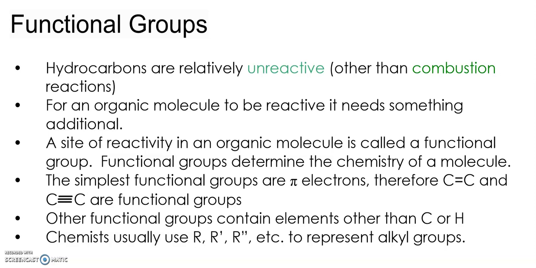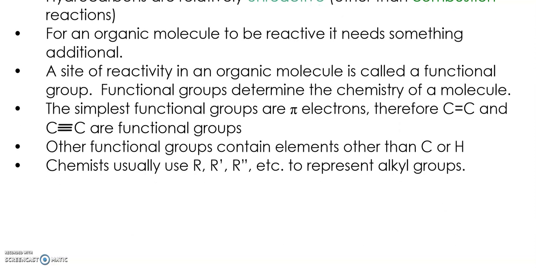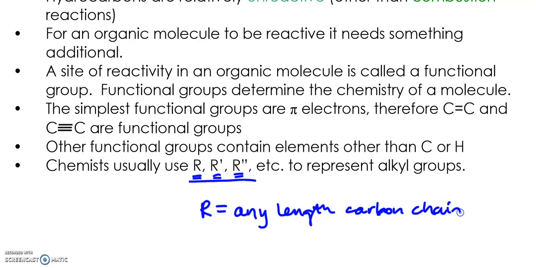Other functional groups contain elements other than C or H. And when we draw these and go through their generic formats, we're going to use the letter R. Here is R, here's R prime, here's R double prime, and R will represent any chain, any length chain of carbons. If I have R prime, it's just going to be a different carbon chain. Okay, just to give us a generic starting point.